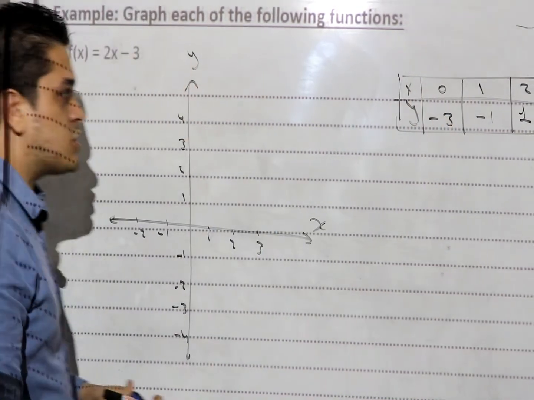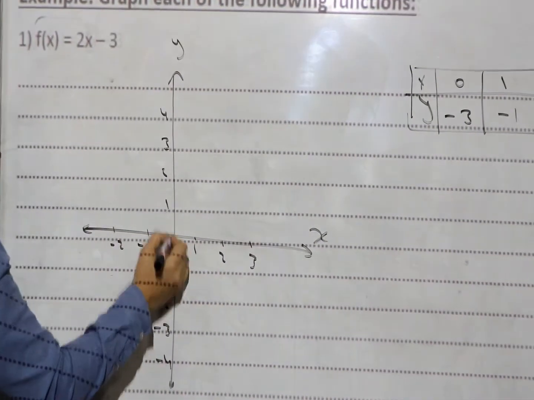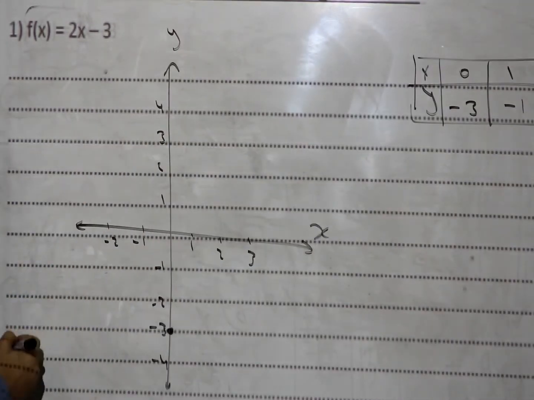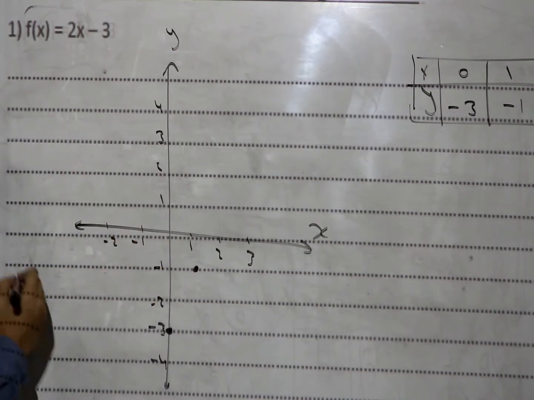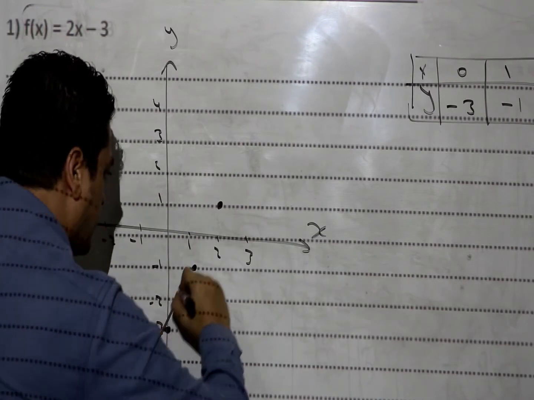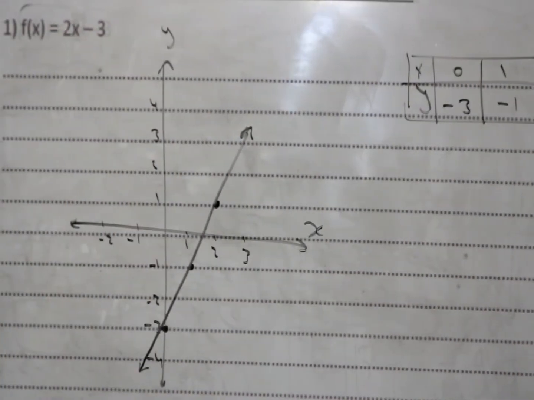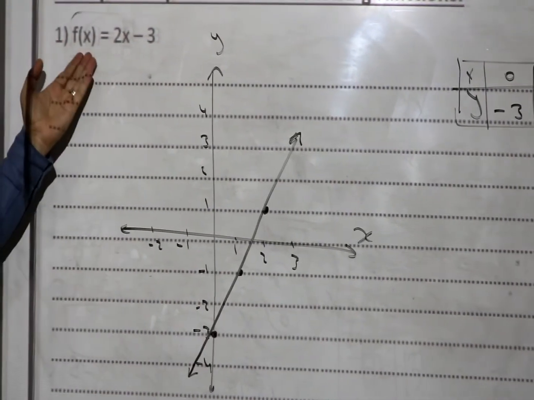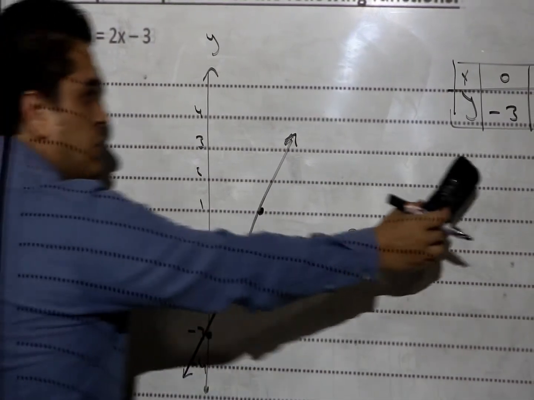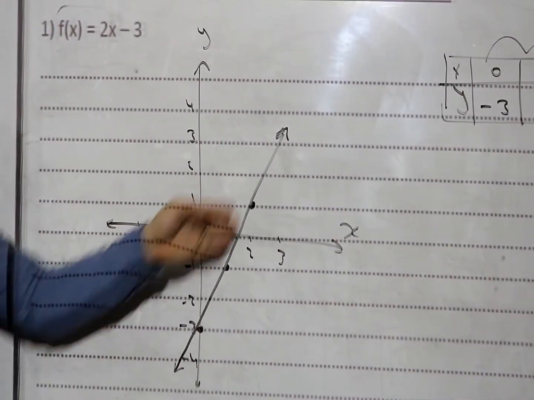What about the first ordered pair, 0 and -3? You have to go to x for 0 and up or down for y. 0 and -3, I will go down. After that, 1 and -1, 2 and 1. And you have to join your points and extend your line to be a straight line. Again, f of x equals x minus 3. How to draw the linear function again? You have to make your table, choose any 3 digits for x and plot your points on your graph.